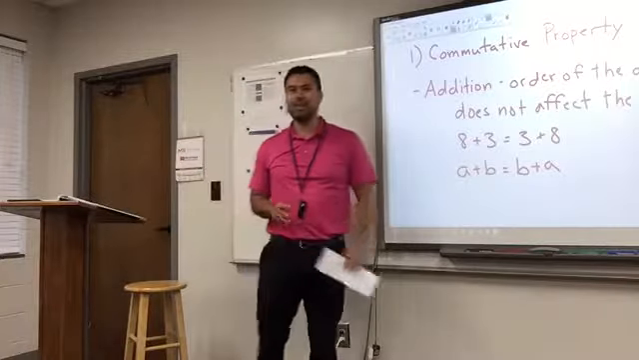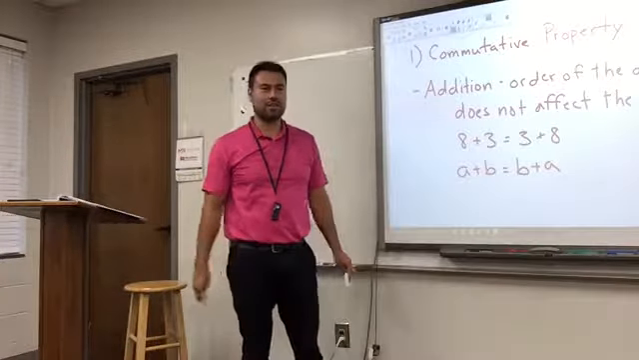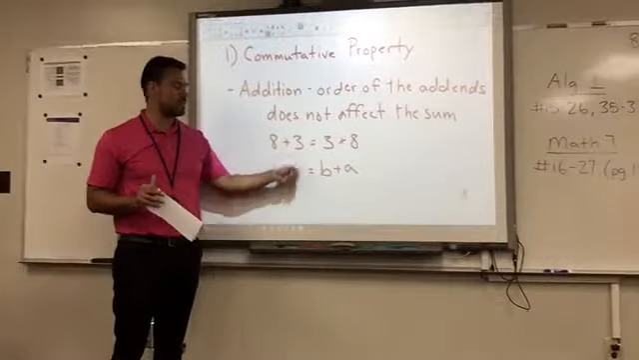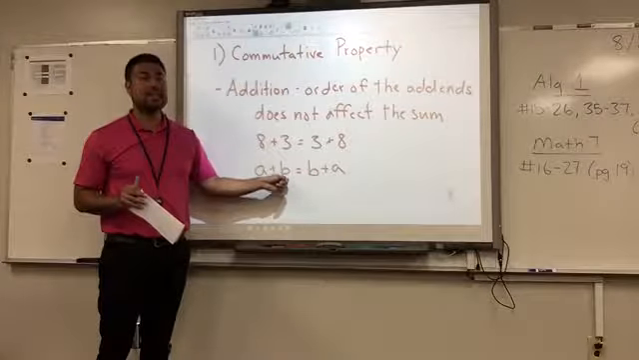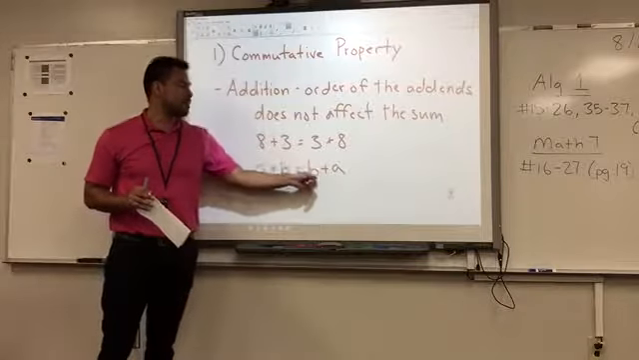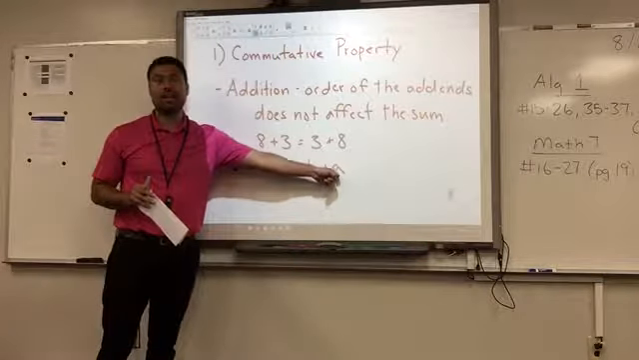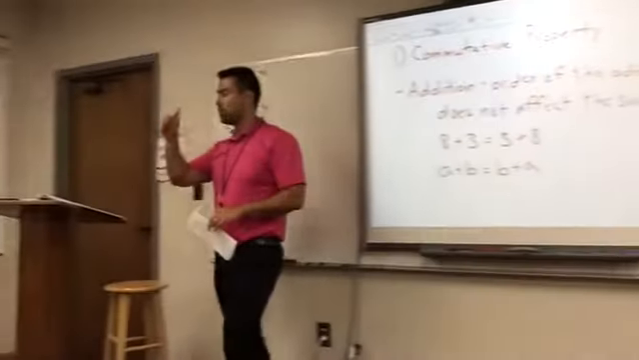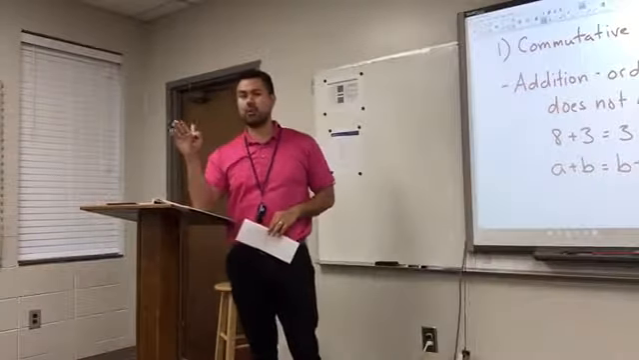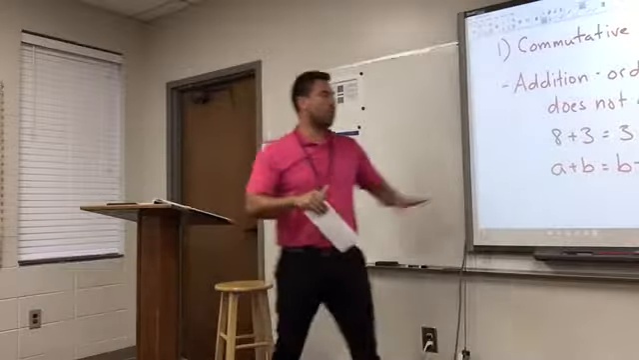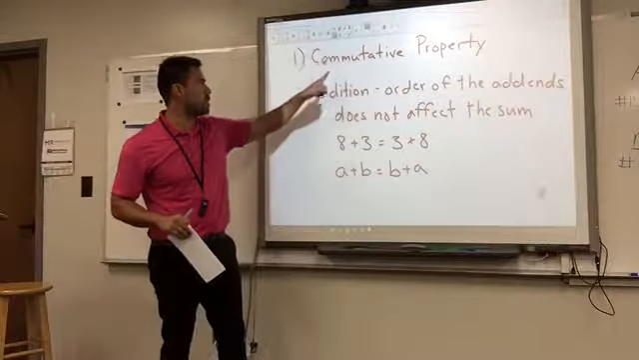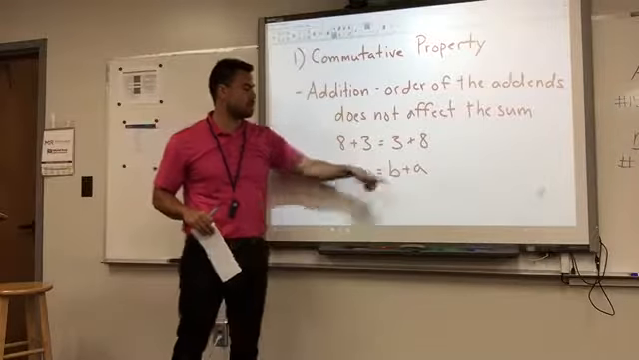Negative 11. Bummer. Give me another number, Sophie. 9. Okay, what's negative 11 plus 9? Negative 2. What's 9 plus negative 11? Negative 2. It works for those integers. Again, it works for fractions, decimals. It doesn't matter what type. This is always true. Okay? This is what I want you to memorize when you think commutative property of addition. A plus B equals B plus A.